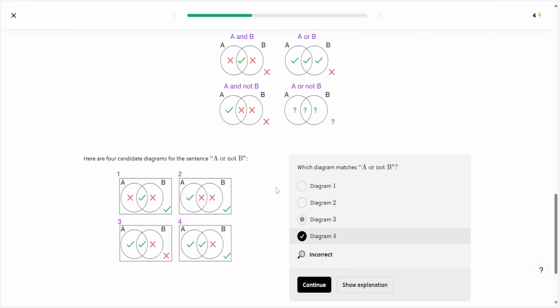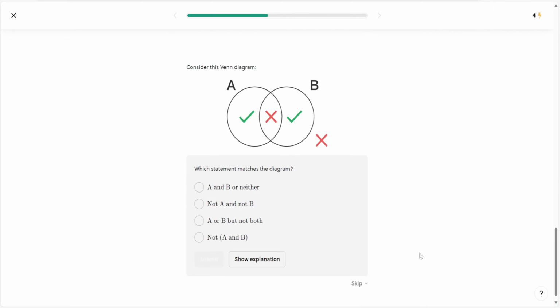Or am I just fixating on the or too much here? Not B is A. A, not B. Yeah, not B is basically everything apart from B. So I should have known that it was diagram 4. My bad.